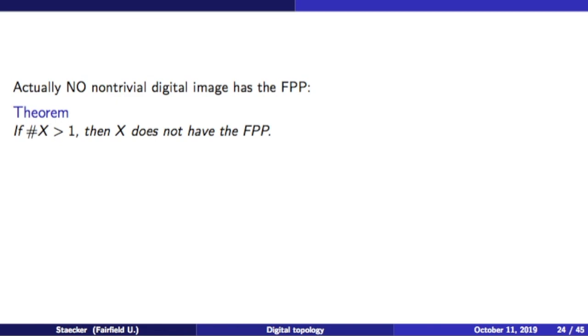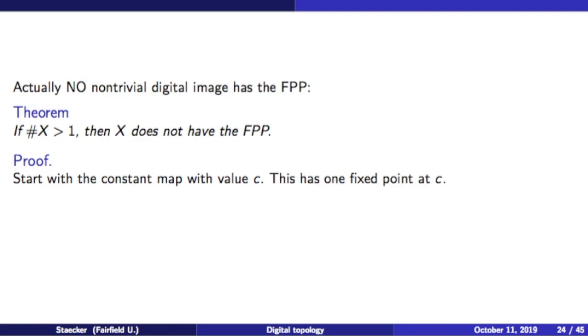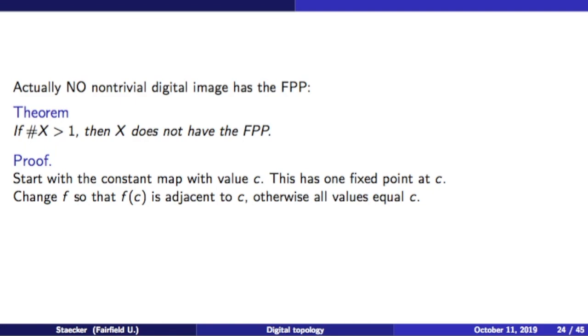This is what I said before: no non-trivial digital image has the fixed point property. Oh, here's a little proof. I don't know if Siraja talked about this. It's not hard to see why this is true. If you just start with the constant map on any digital image, the constant map has one fixed point. Wherever the constant value is, that's the fixed point, and no other point is a fixed point. If you start with that, but then you change it so that f(c) is some other point which is adjacent to c, but everything else is still equal to c, then this has no fixed points. And this construction works for any digital image. And it's going to be continuous.